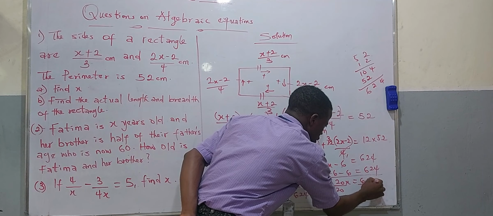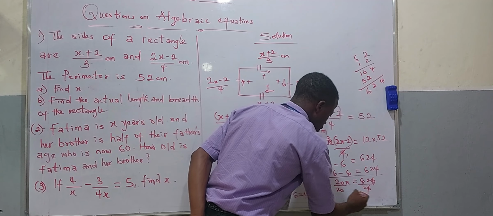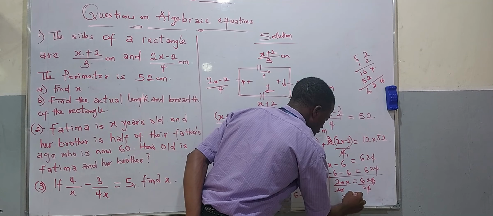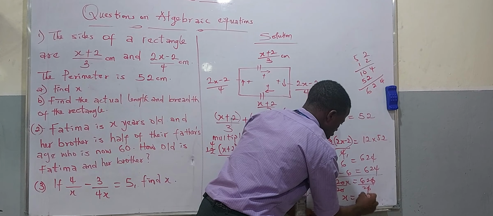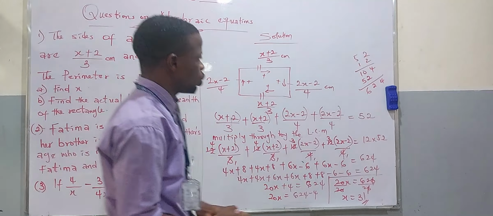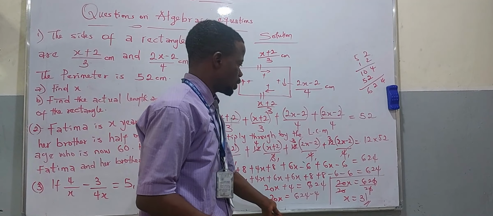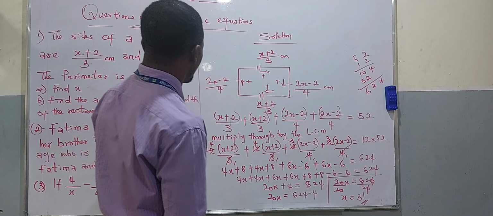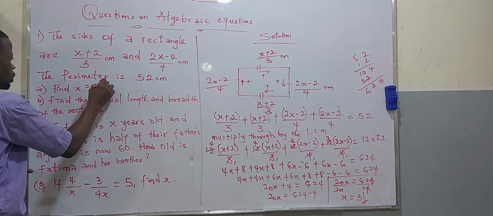So 620. These are subtracted, this cancels this. So x is equal to what? X is equal to 31. So our x is 31. The value of x is 31. So having gotten that, they said find x. X is equal to 31.